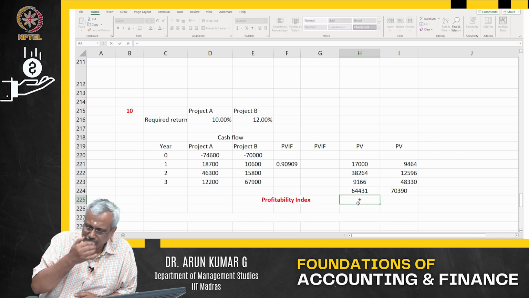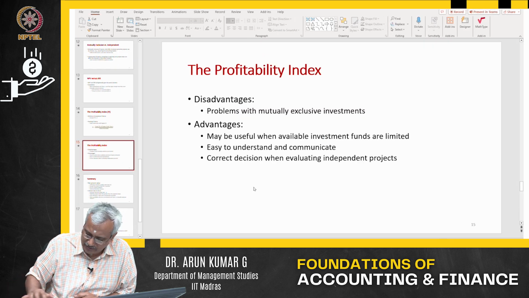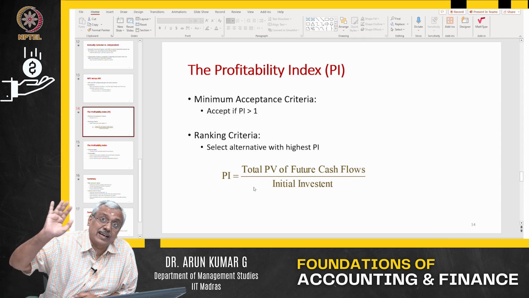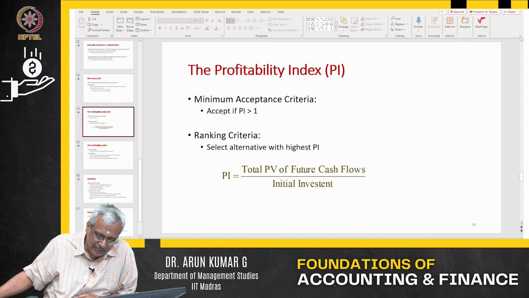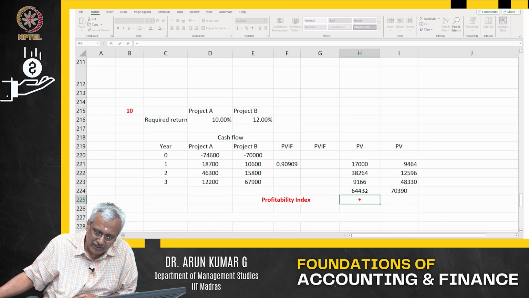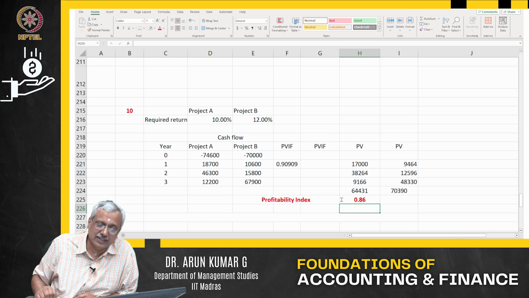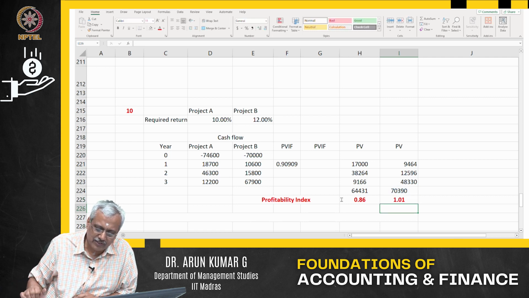What is my profitability index? My profitability index is, as we saw in the slide one slide before, the present value of future cash flows. Future cash flows, that is why I have not taken the negative, the investment I have not considered. Future cash flows divided by the initial investment. That is the present value of all these cash flows divided by the initial investment. In this particular case it is 74,600, and it's 0.86. Whereas in this particular case, the present value of all the future cash flows divided by 70,000 is 1.01.